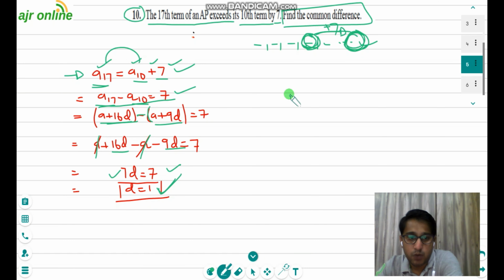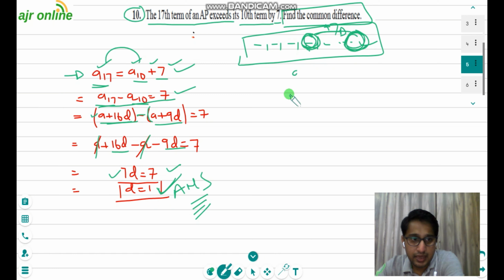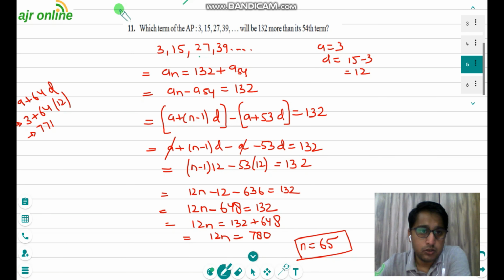So we have found the common difference, which is 1, and this is the answer. Here it is talking of the same AP. In the same AP, it is saying that the 17th term exceeds the 10th term by 7. So we'll keep the a and a same over here, and d and d same over here. So dear students, coming to question number 11.